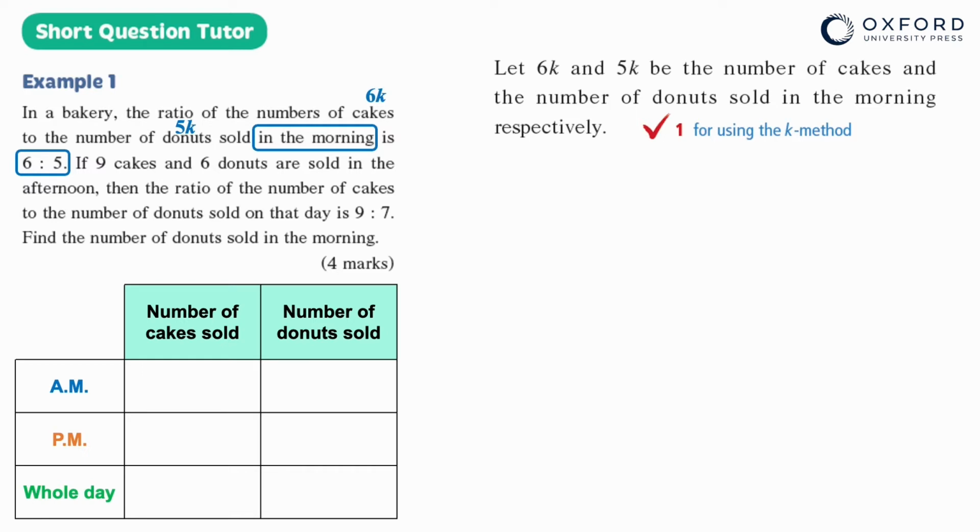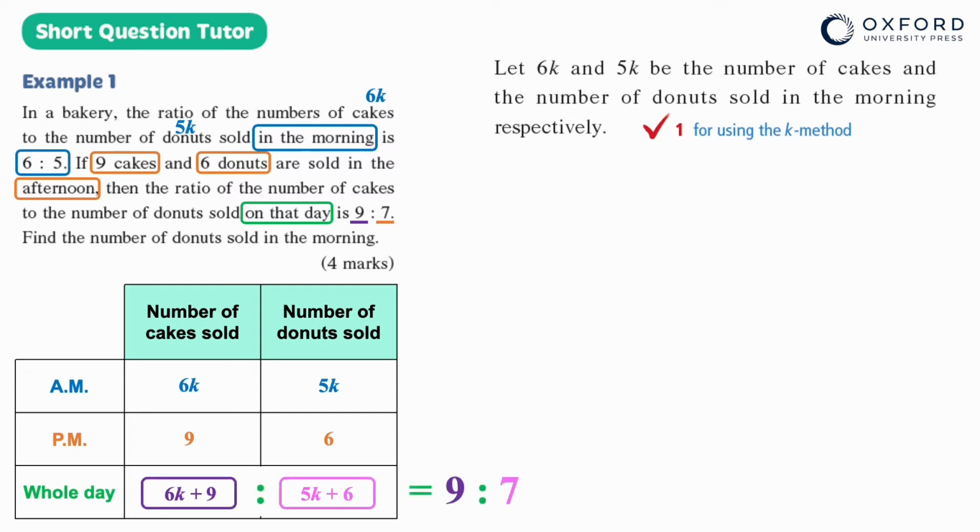We can present the information in a table first. In the morning, 6k cakes and 5k donuts are sold. If 9 cakes and 6 donuts are sold in the afternoon, the number of cakes sold on that day is 6k plus 9. The number of donuts sold on that day is 5k plus 6. And the ratio of the number of cakes to the number of donuts sold on that day is 9:7.